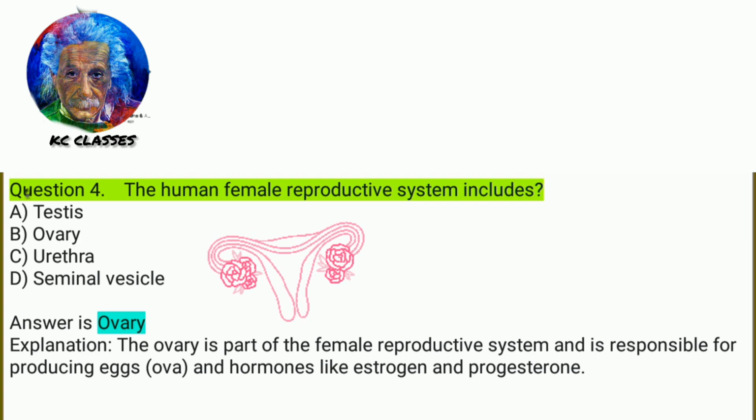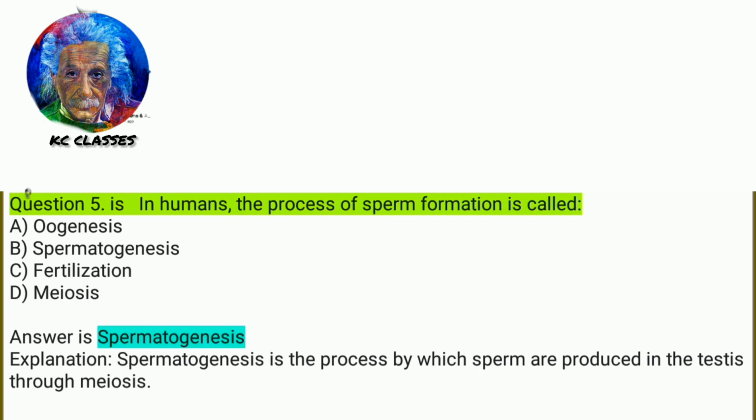Question 5. In humans, the process of sperm formation is called A. Oogenesis. B. Spermatogenesis. C. Fertilization. D. Meiosis. Answer is spermatogenesis. Explanation: spermatogenesis is the process by which sperm are produced in the testis through meiosis.